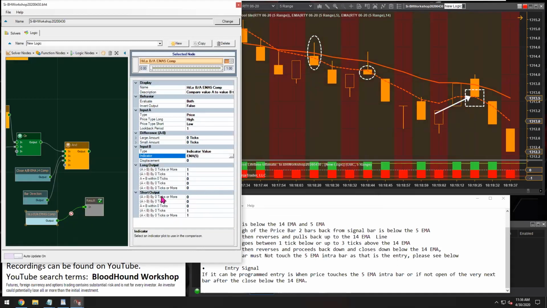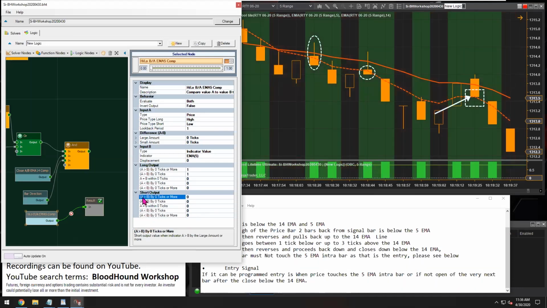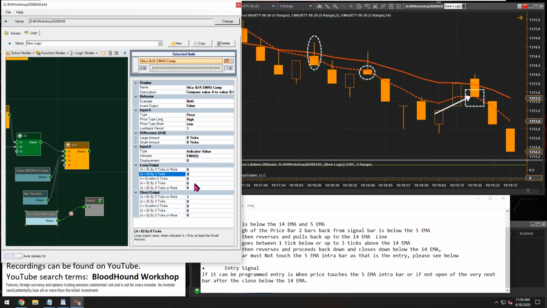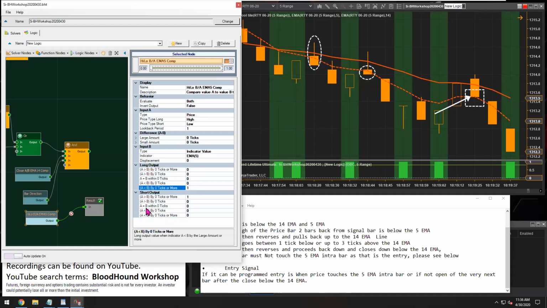Okay, so now to adjust our outputs. So we definitely don't want the low price to be less than our EMA. All right, so we're not looking for these outputs, right? We want the low price to be above our EMA. So we want that output. So we can turn these off and just reverse the long outputs, right? You'll notice that almost all the time when you're using a comparison solver, your outputs are going to be opposite of each other, right?